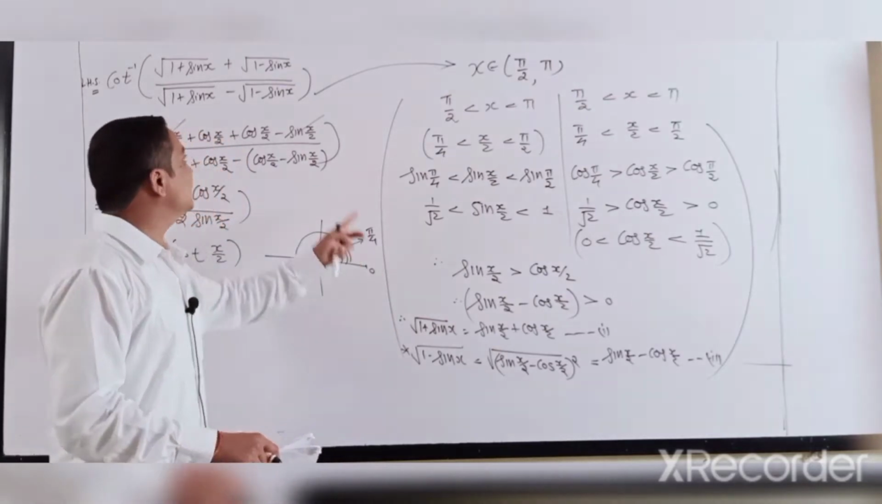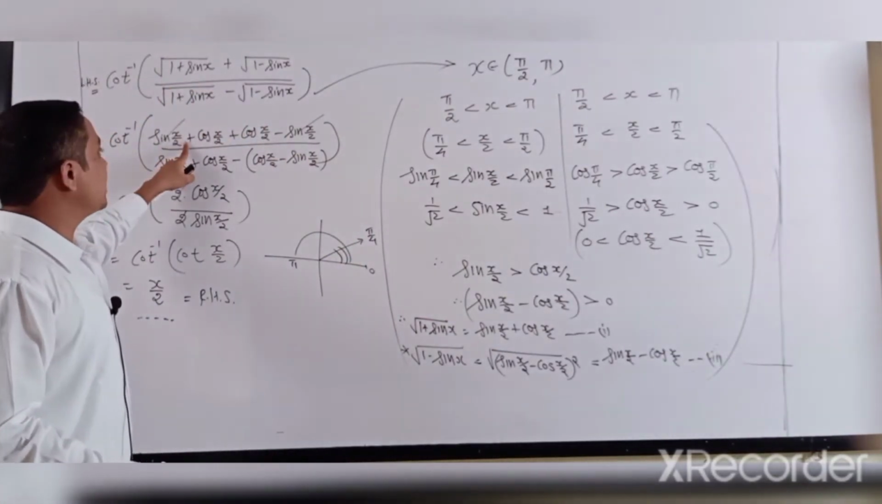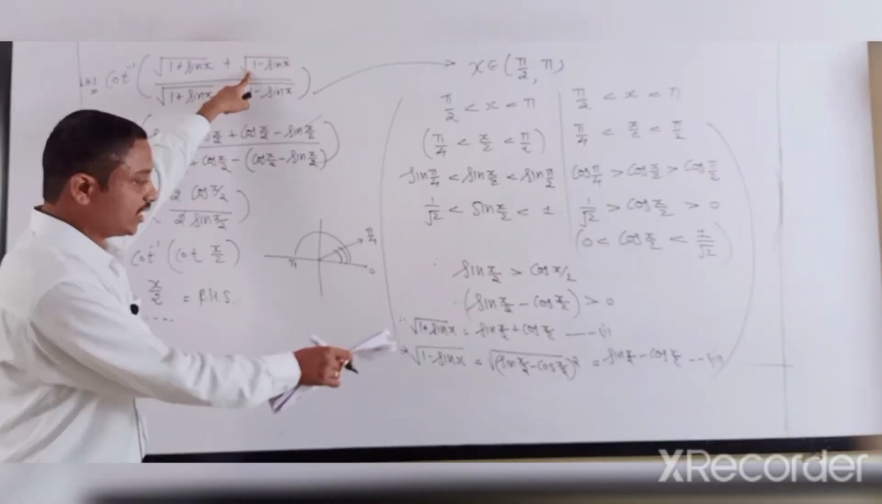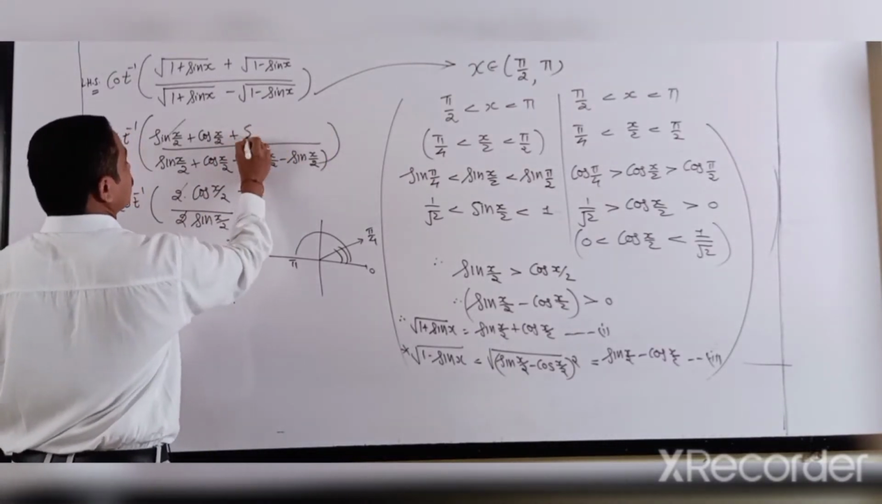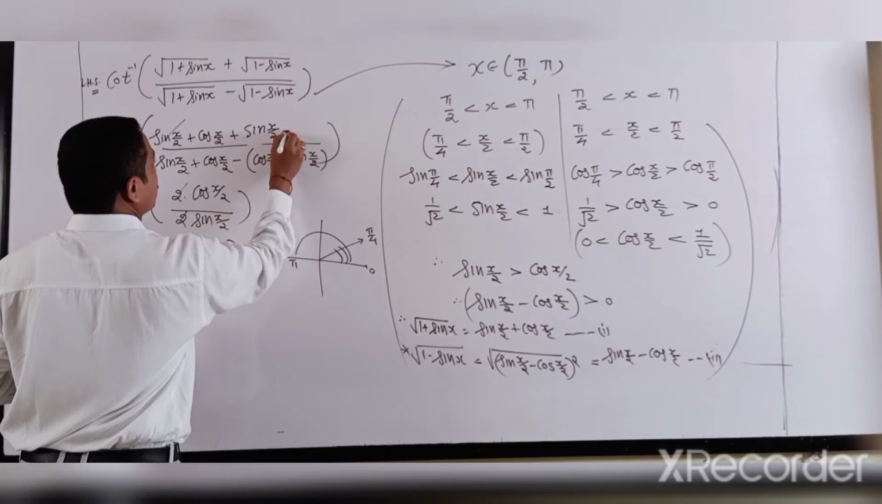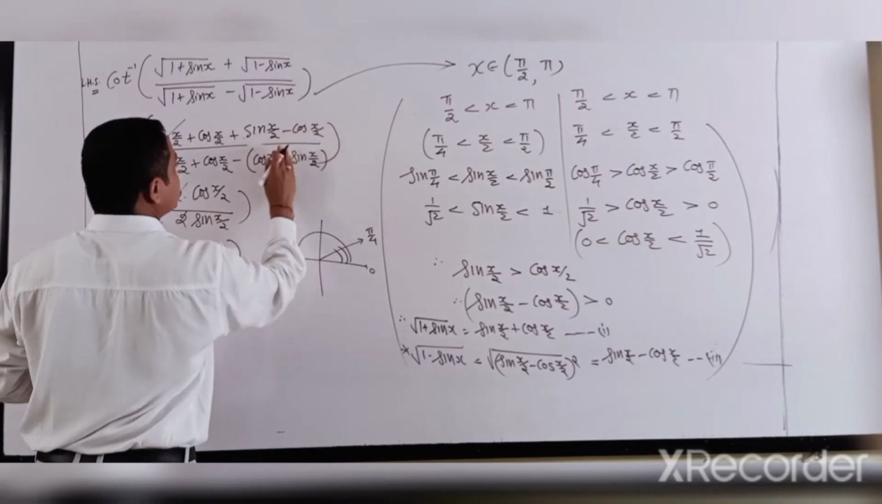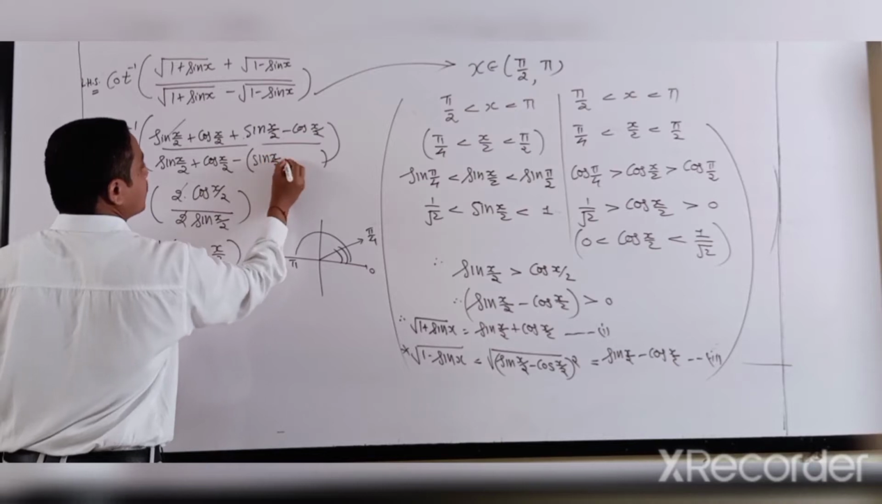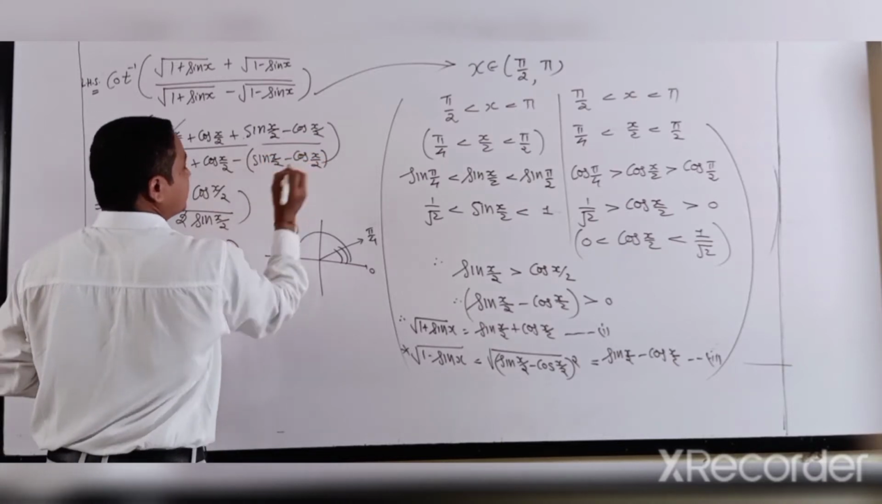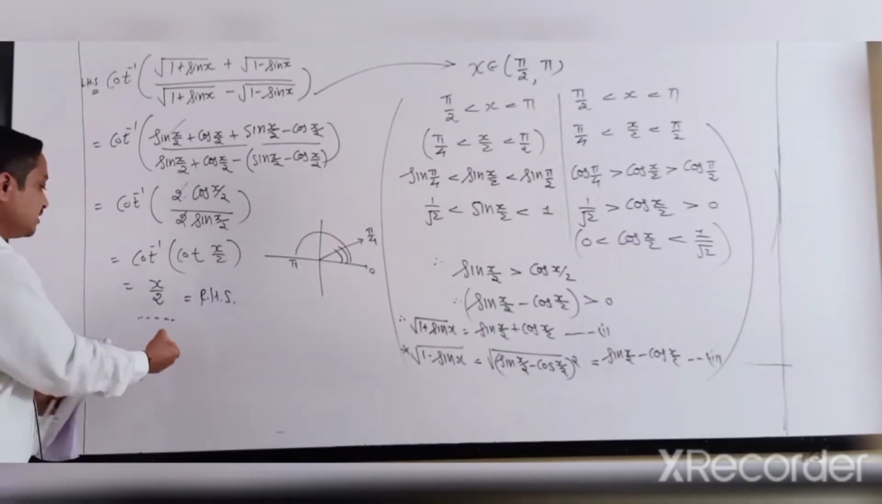Now I go to the LHS. These are the same steps, only here there is a change. Look at that. My answer here is sin x/2 minus cos x/2. Same as here, only the change is sin x/2 minus cos x/2. Definitely your answer is here.